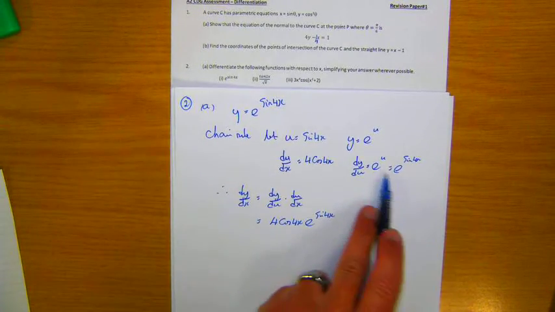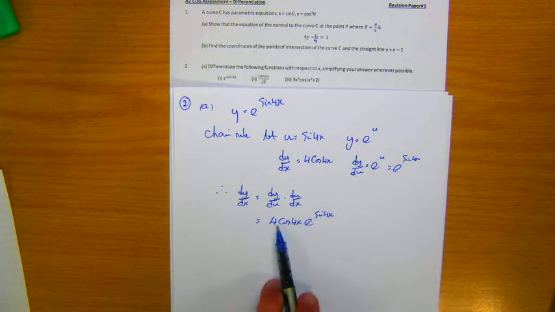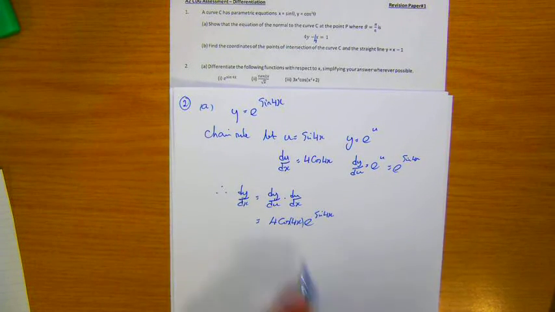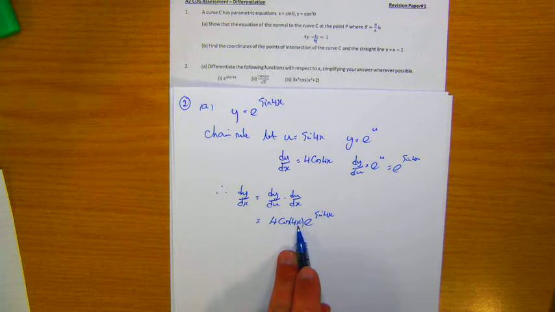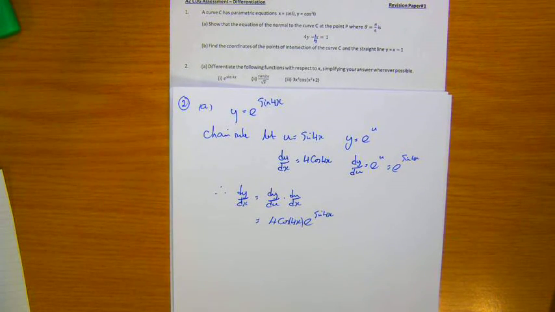Okay, so you're basically multiplying that outcome by that outcome. But I've written it that way around just so that it's a little bit neater. You may want to pop that in brackets so you realize that the 4x times e to the sine 4x isn't within the cos 4x, but it's fairly obvious with that one. B.